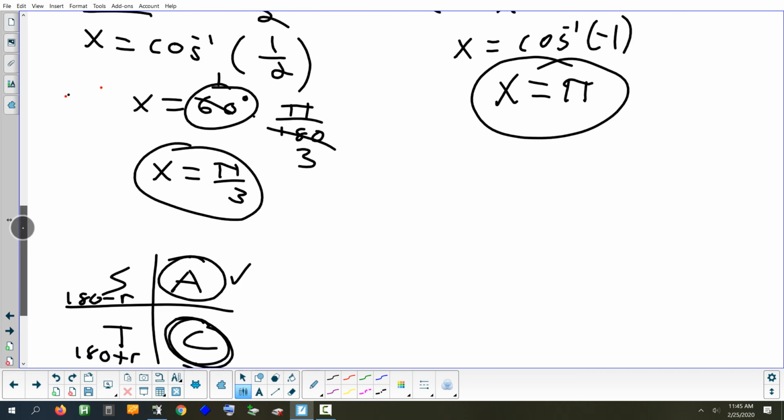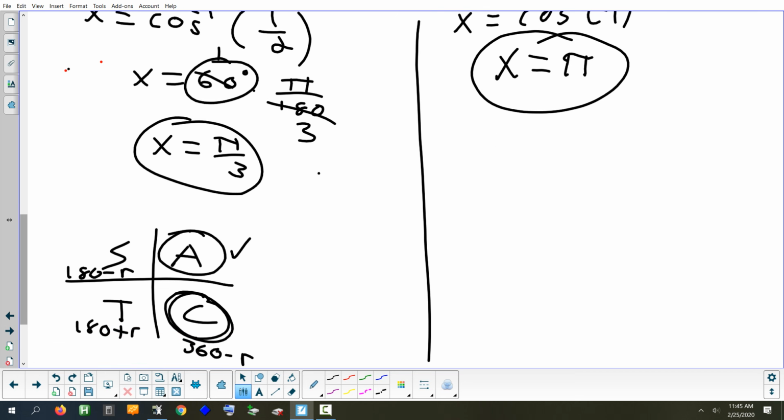So the other answer is 360 minus 60, which is 300. Now, 300 is correct, it's just not the units, they want radians. So a quick way to do this is, what do you multiply 60 by to make it 300? Yeah, 5. So this answer is 5 times as big as the first one. So just take this answer and multiply it by 5. 5 pi over 3.